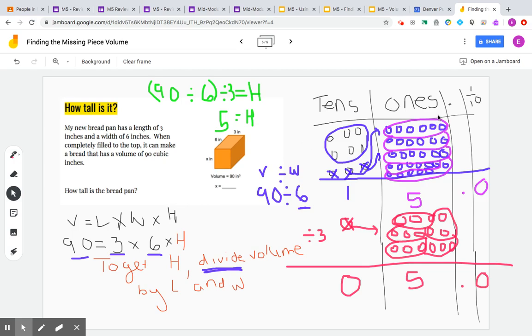Here was the volume divided by my width. Then I took my quotient from that and divided it by my length, just like we did up here. And that left me with my height.